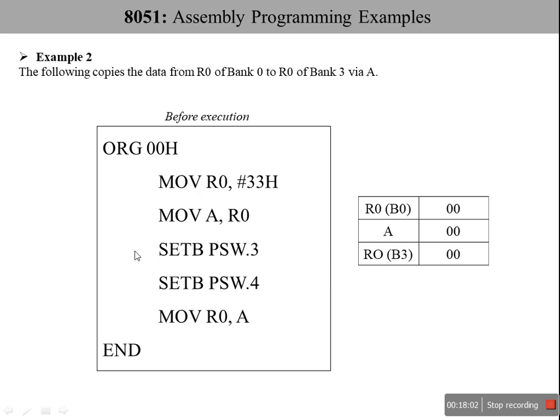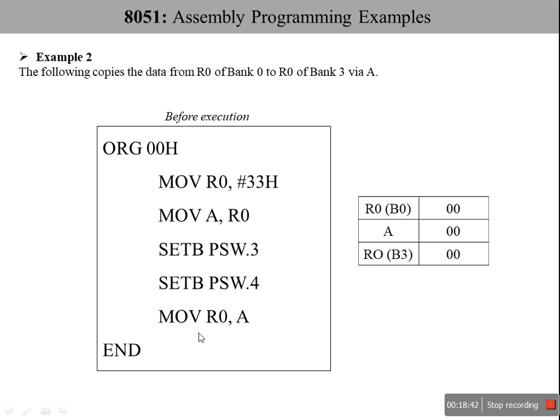If you want to access different registers of a different bank, then before executing that instruction we have to set bits PSW.3 and PSW.4. These are the bits in the program status word, that is the fourth and fifth bit. We say RS0 and RS1. If RS0 and RS1 are 1 and 1, that means the third bank will be selected. So here I am making PSW.3 as 1 and PSW.4 as 1. That means RS0 and RS1 of PSW in 8051 are set to 1, so bank 3 will be selected.